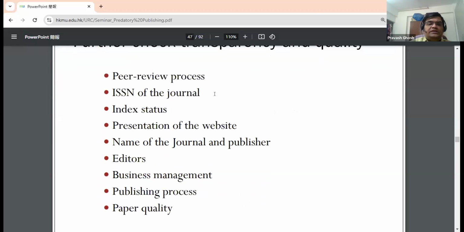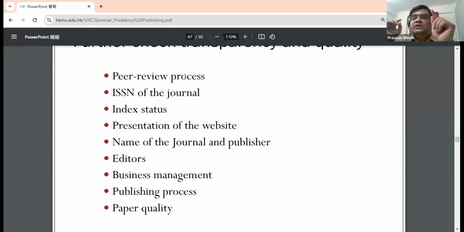Further, check transparency. Number one, you must see how strong the peer review process is. This slide is very important. What are the signs? You will check that the peer review process is sound. The peer review process takes 3 to 4 months. It will be written clearly on the website how the peer review process works and what the editor is going to do with the paper, right?